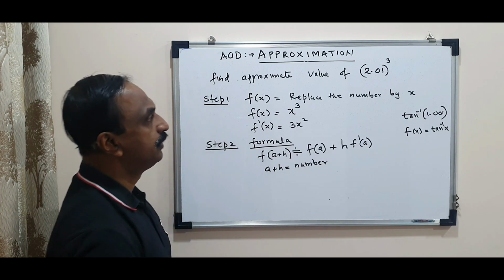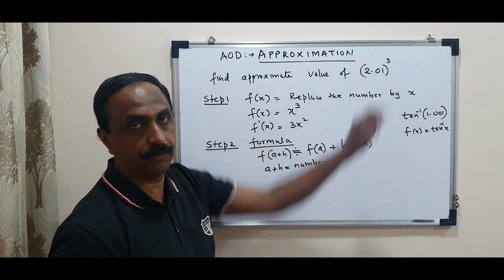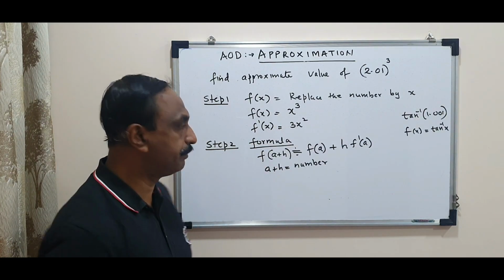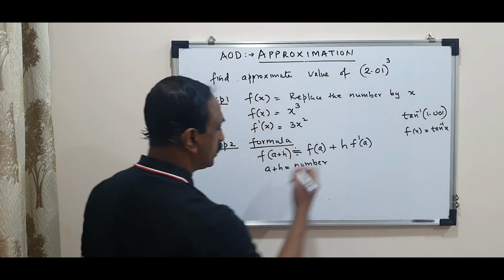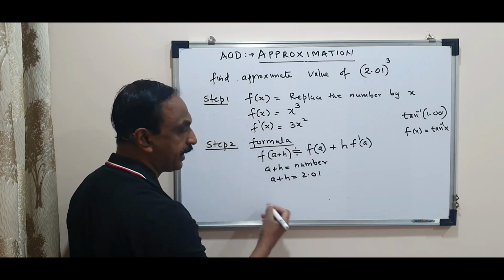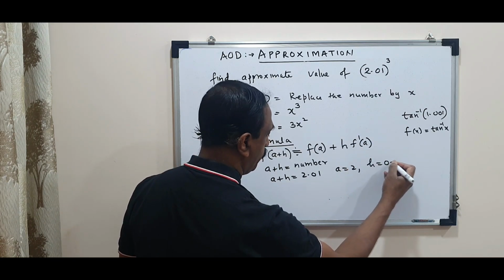So I told you, you obtain the function f(x) by replacing the number by x. So what is the number in the formula? a plus h is the number. So you can see a plus h is 2.01. Now we can divide. a is 2 and h is 0.01.